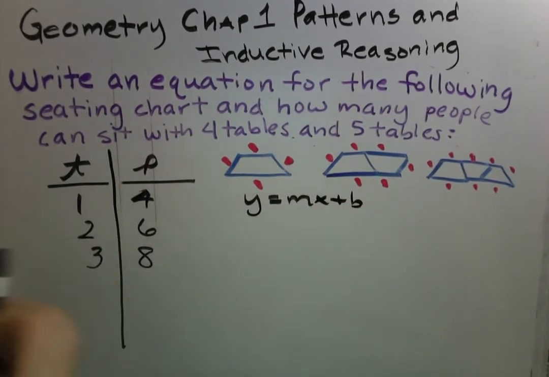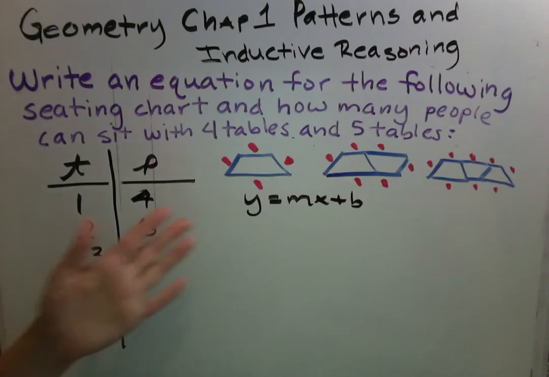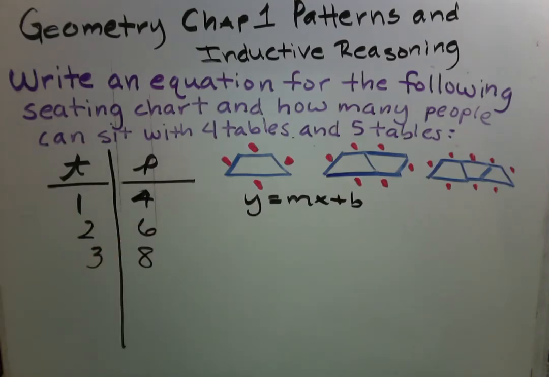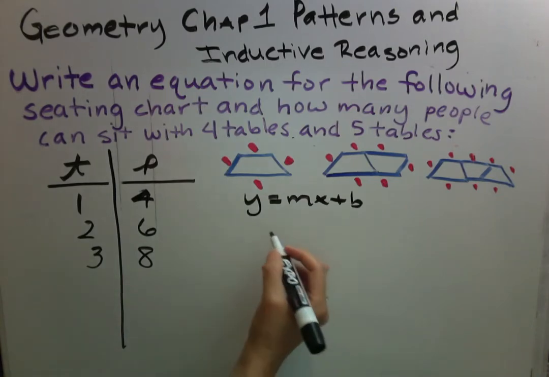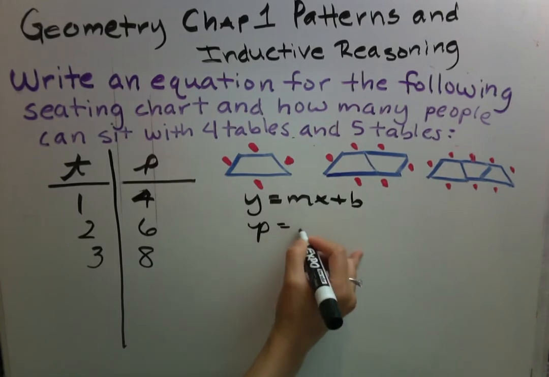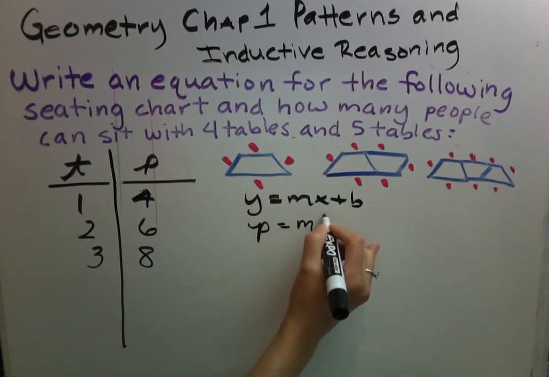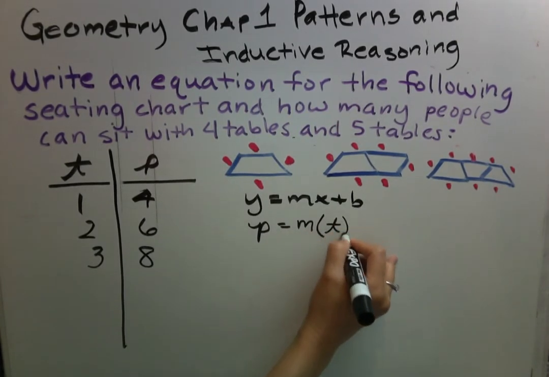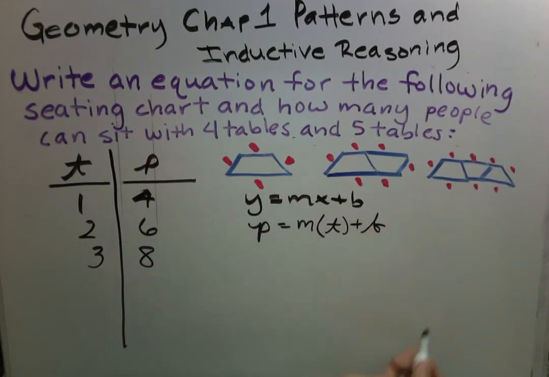Now some of you can look at this and already come up with some equation, and that's great. But many of my students have asked me to come up with some type of standard way of coming up with an equation. So I thought we could try this. Okay, so y is now P. Our slope, we're not sure yet, but T is x, and we have b.